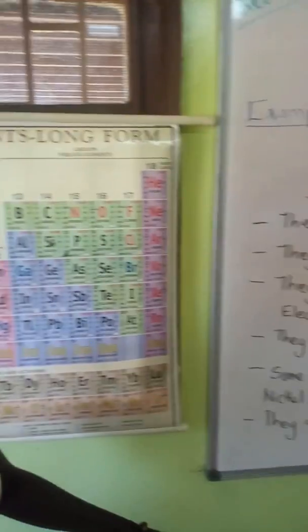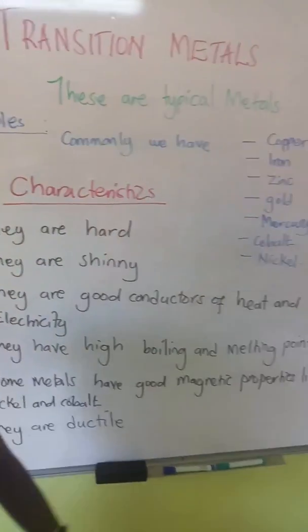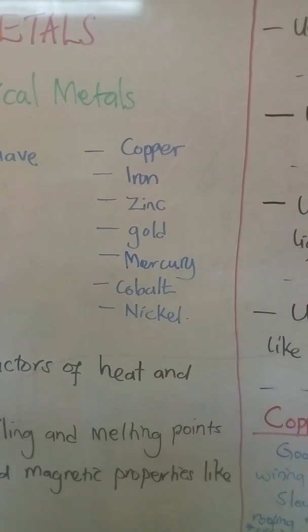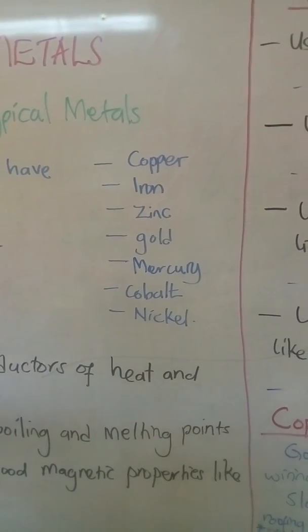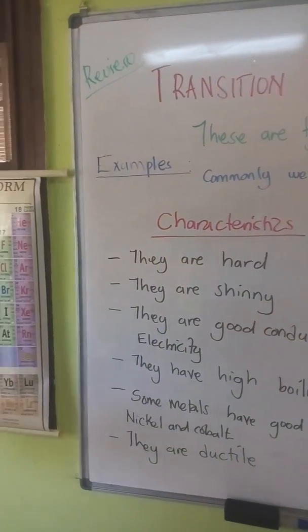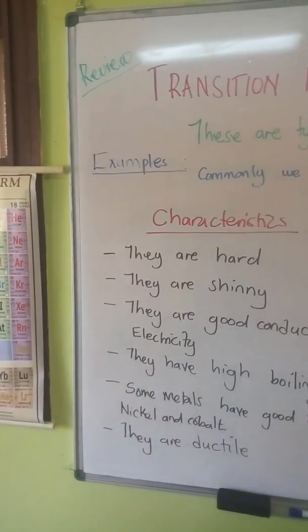And among the examples, we commonly have copper, we have iron, zinc, gold, mercury, cobalt, and nickel. These are the common examples we can come across, but of course we have a number of them. There are many. We can't exhaust them all.